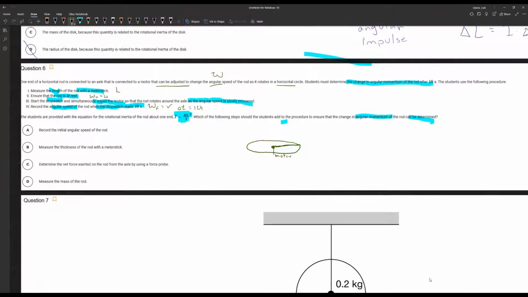All right, we'll go ahead and call it here. So it looks to me like we have a fair bit of information. We know the length of the rod in meters. We know that its original angular velocity is 0. We're going to have the final angular velocity and the time interval. And they want us to make sure that we can determine the change in angular momentum.